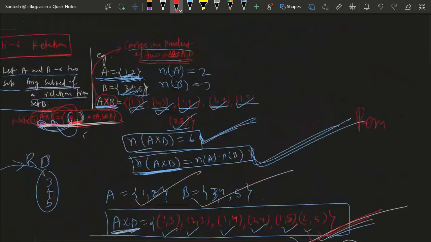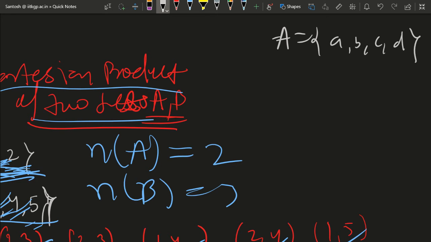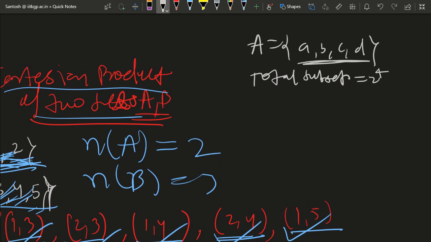suppose A is a set containing A, B, C, D. These are four elements. So it will have a total of 2 raised to power 4 subsets, since A has 4 elements. That is 16. So what are those?